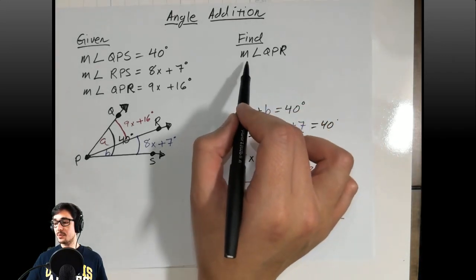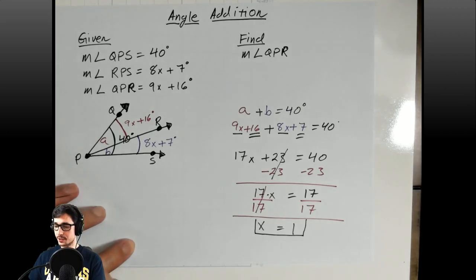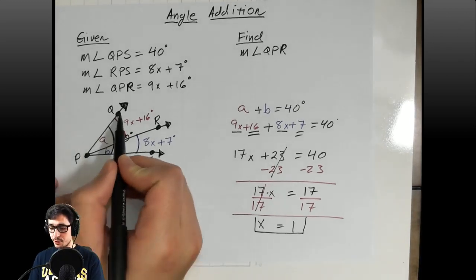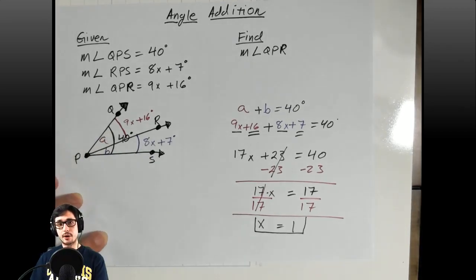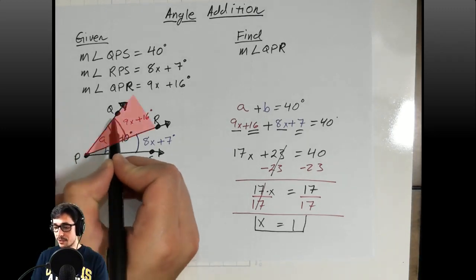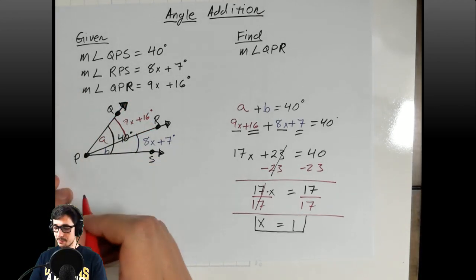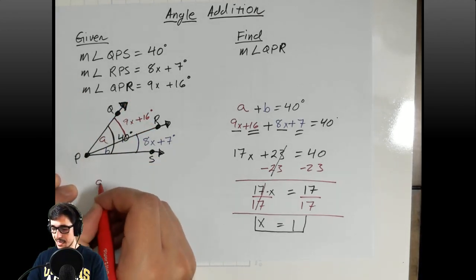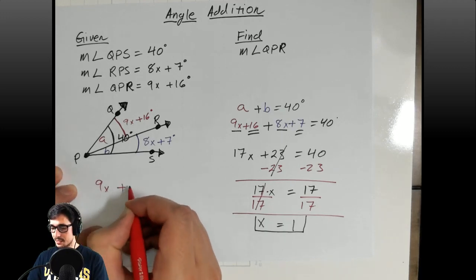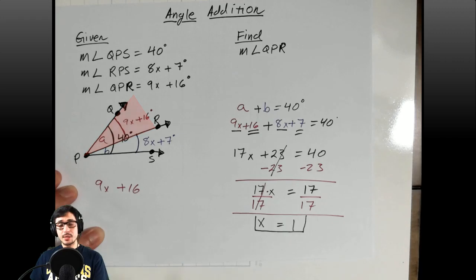Now the question we have to answer is this. It says find the measurement of QPR. So I have to go back to my picture, which is this. Here's Q, P, and R. Now I have to find the angle measurement of this angle in red. The angle in red, the one in question here, is 9x plus 16. I want to find out what this is in degrees.